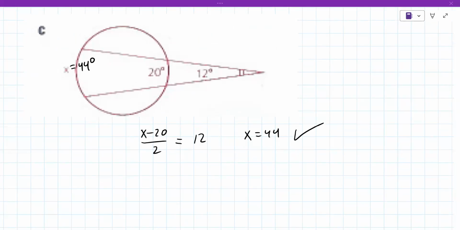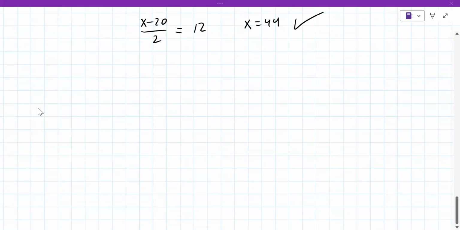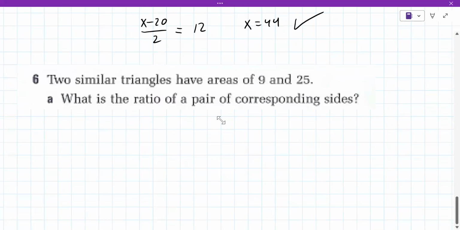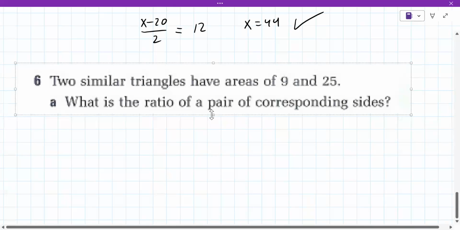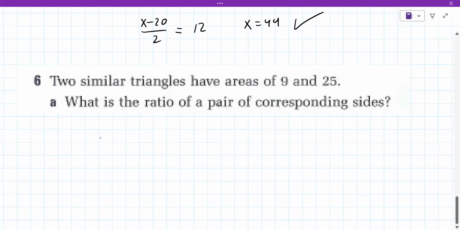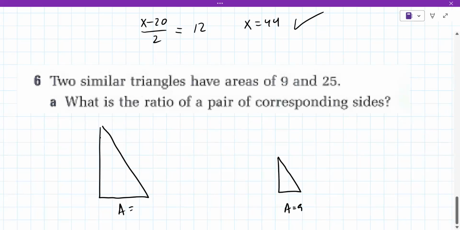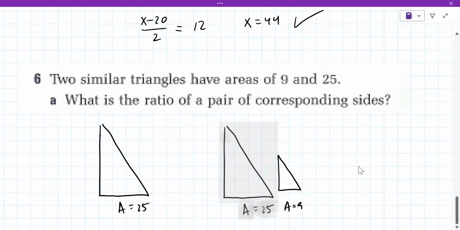All right, so for number 6, I'm gonna talk through it a little bit. It says 2 similar triangles have areas of 9 and 25. I'm just going to draw them here. This is the one that's an area of 9. This is an area that's 25. I probably should have drawn them the other way, so let me do that actually.